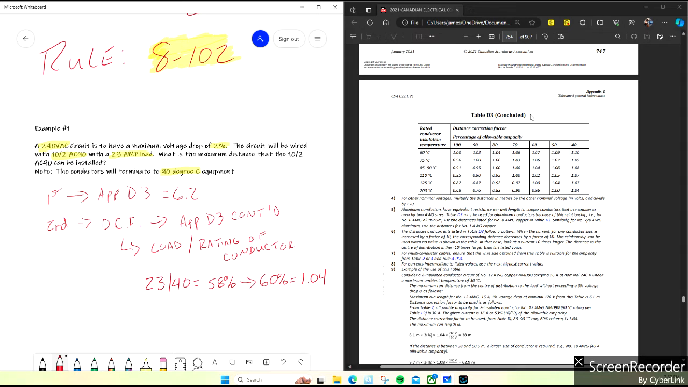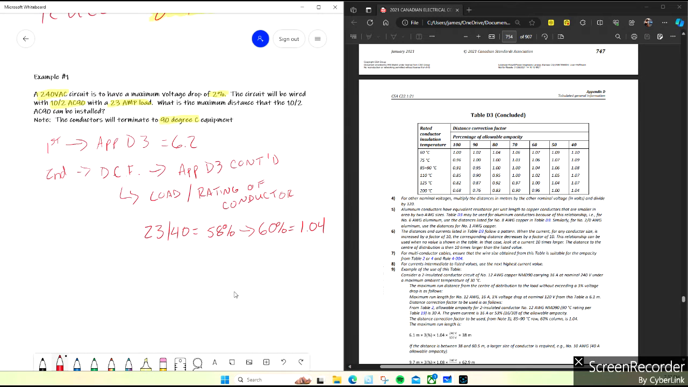There's only one more step to solve this one, to find out the maximum distance we're allowed to go. So third step is just to calculate. So how do we calculate this? I'm going to write you the formula. We're going to take our max distance at 1% times our max voltage drop times our distance correction factor times the circuit voltage over 120. That's it. That's our formula.